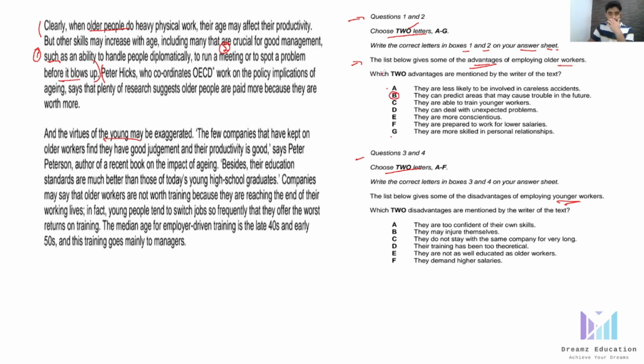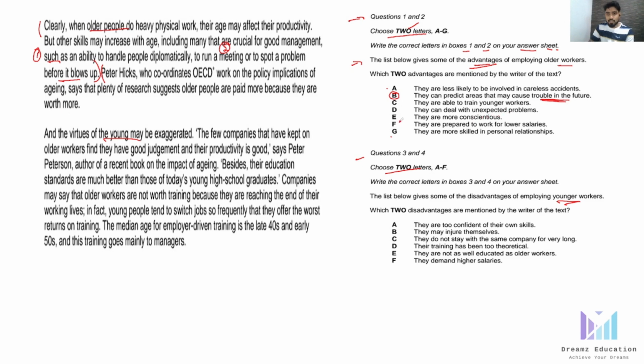Before it blows up, they can identify it earlier. They can predict areas that can cause trouble in the future. Yeah, I guess that somewhat matches. Okay, they are able to train younger workers. They have never mentioned anything about that. They can deal with unexpected problems.